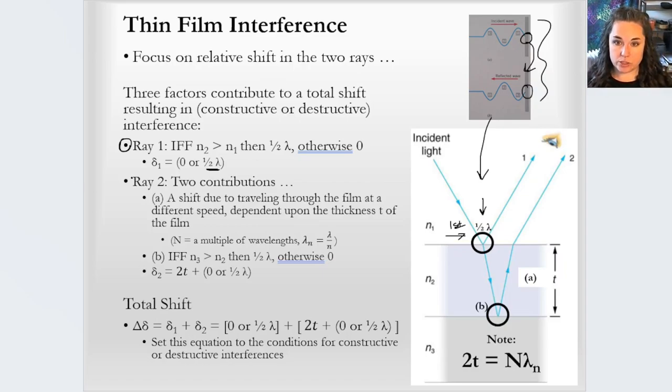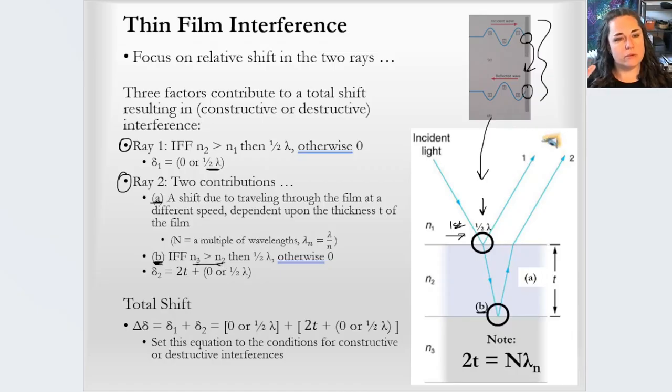When I look at ray 2, there are two contributions to ray 2. What you see down here at B, I called them A and B, I'm looking at B first. When you get down to this second surface, because N2 and N3 are different, it depends on whether N3 is denser than N2, like I talked about with ray 1. If N3 is denser than N2, then you will get a shift of half a wavelength.